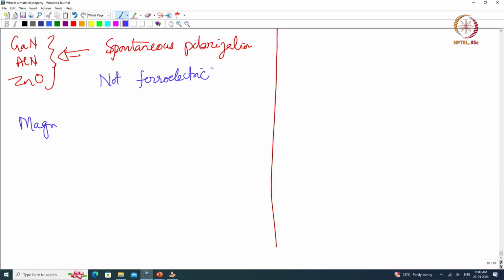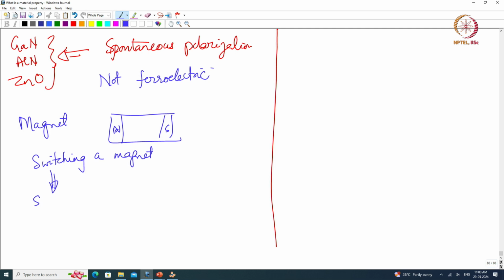This is like a magnet, right. In a magnet I have a north pole and a south pole, but if I apply a strong enough magnetic field, I should be able to switch the north and south poles. So, switching a magnet is very similar to switching a polarization, here by a magnetic field.